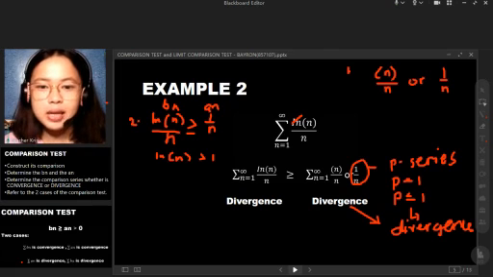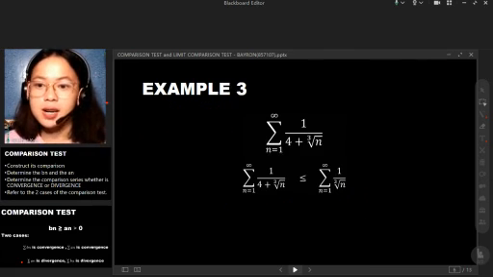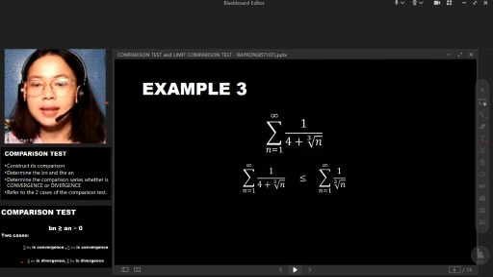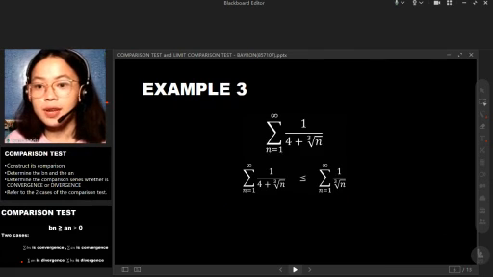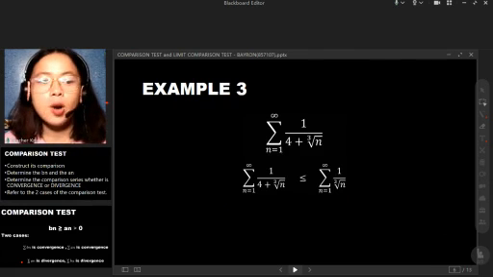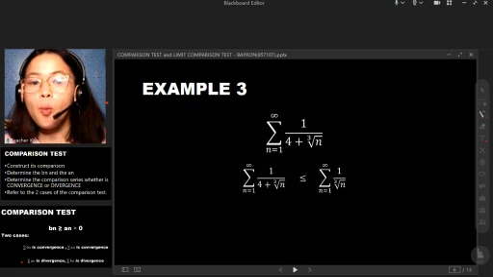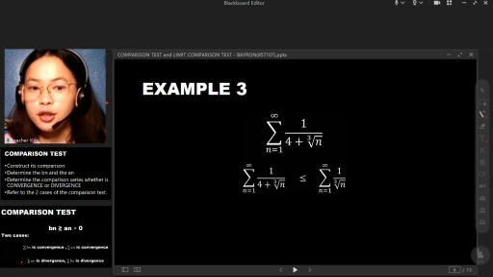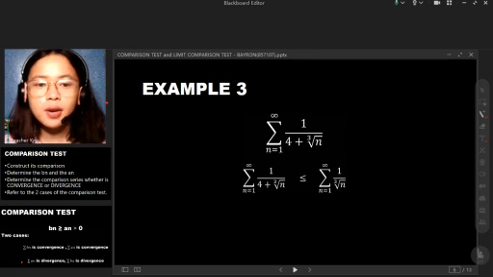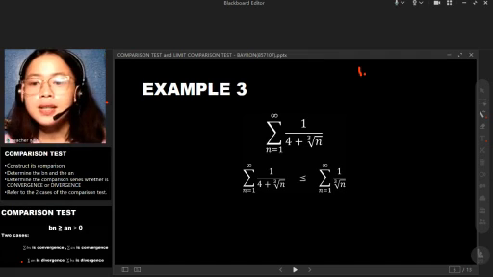Now let's have the example number 3. This would be the last example of the comparison test. We have here the series of n equals 1 to infinity, 1 over 4 plus the third radical n. So we're going to construct its comparison.